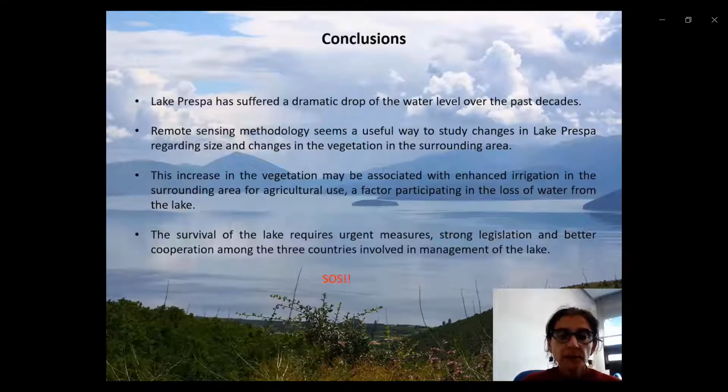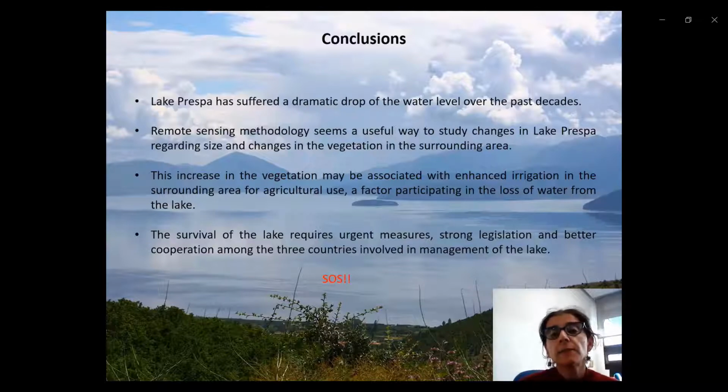So I would like to close this presentation by concluding that Lake Prespa has suffered a dramatic drop in its water level over the past decades. Remote sensing methodology seems a useful way to study Lake Prespa, both regarding its size and the vegetation in the surrounding area. This increase in the vegetation may be associated with enhanced irrigation for agricultural use of the area. And this is a crucial factor participating in the loss of water. So this needs to be assessed and studied in great detail.